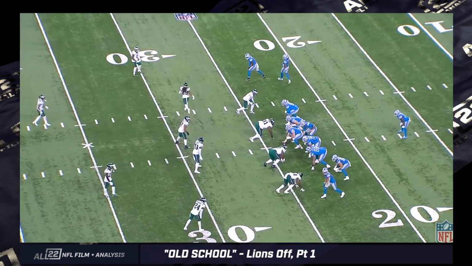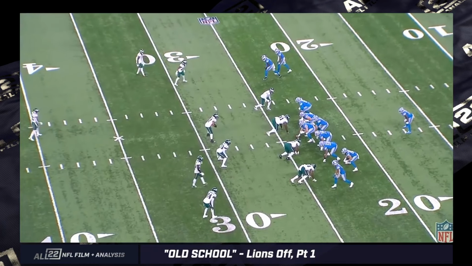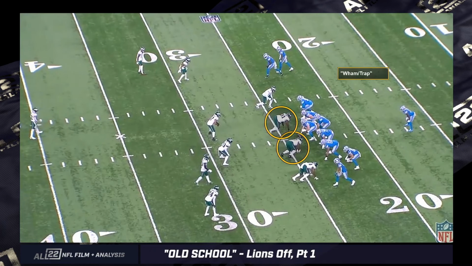Okay, one of my favorite ones, Wham trap. Old school 80s concept, straight out of like the Joe Gibbs playbook.